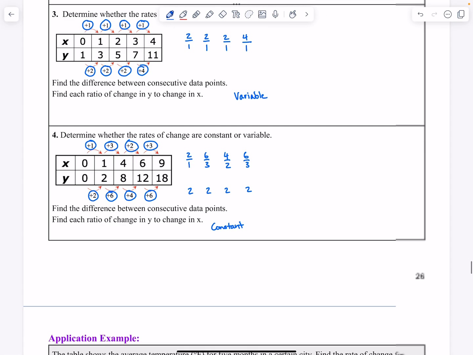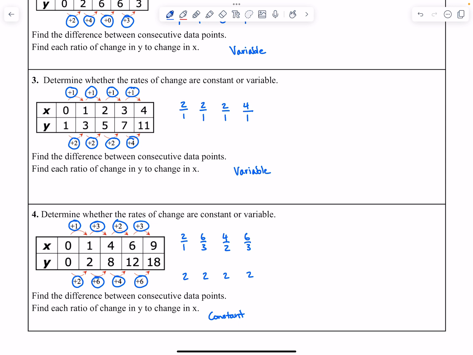All right. So that's it for just figuring out if the rate of change is constant or variable within a table of values.